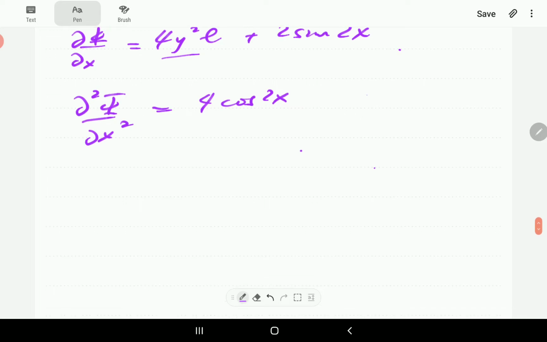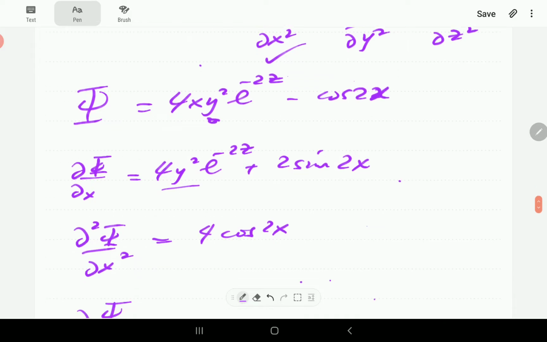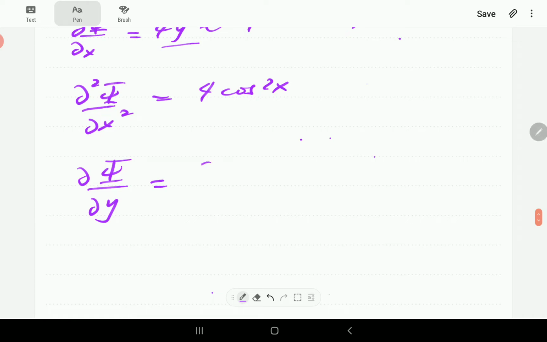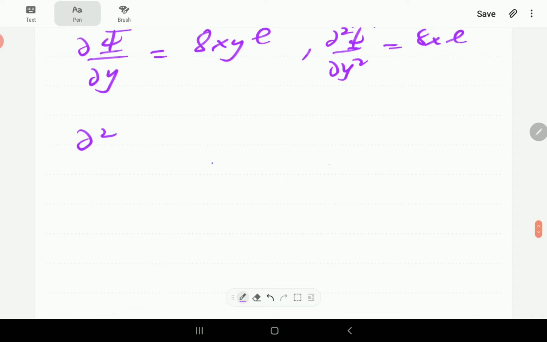Then now we differentiate phi with respect to y. So if we differentiate phi with respect to y, y only occurs there. That's going to give us 8xy e to the minus 2z. So the second order derivative of phi with respect to y is simply going to be 8x e to the minus 2z.